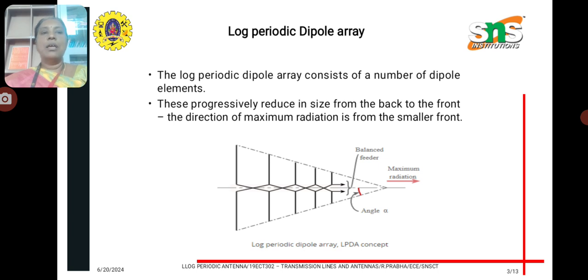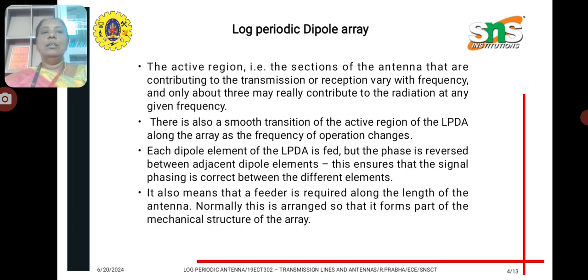A log periodic dipole array consists of a number of dipoles formed in an array, and these dipoles progressively reduce in size from the back to the front. The direction of maximum radiation is from the smaller front. And there are different regions in log periodic antenna. The active region: the sections of the antenna that are contributing to the transmission or reception vary with frequency, and only about 3 may really contribute to the radiation at any given frequency.